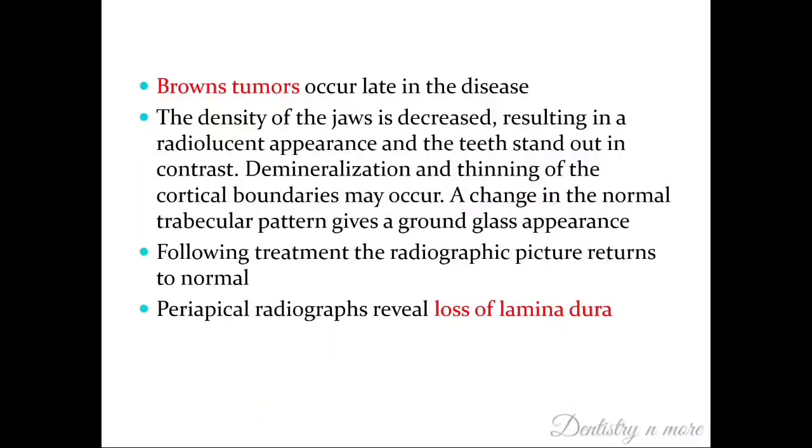The other name is Brown's tumor of hyperparathyroidism, which is found in the later disease. The density of the jaws is decreased, resulting in a radiolucent appearance, and the teeth stand out in contrast. Demineralization and thinning of the cortical boundaries are found, and there is also a change in the normal trabecular pattern, leading to the classic ground glass appearance. And in the periapical radiographs, you see a loss of lamina dura in the generalized form.